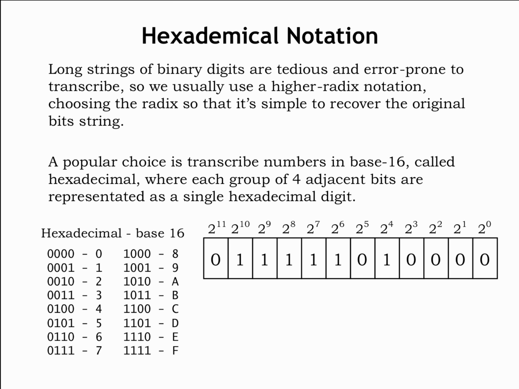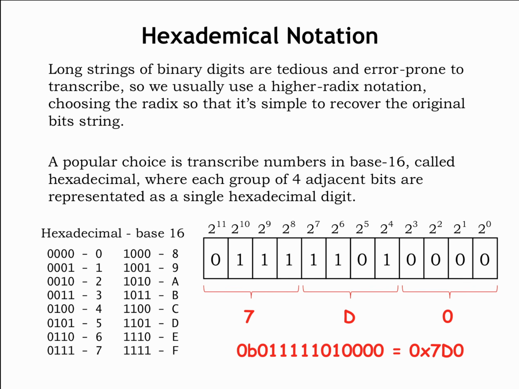To convert a binary number to hex, group the binary digits into sets of 4, starting with the least significant bit. That's the bit with weight 2 to the 0. Then use the table to convert each 4-bit pattern into the corresponding hex digit. 0000 is the hex digit 0, 1101 is the hex digit D, and 0111 is the hex digit 7. The resulting hex representation is 7D0.